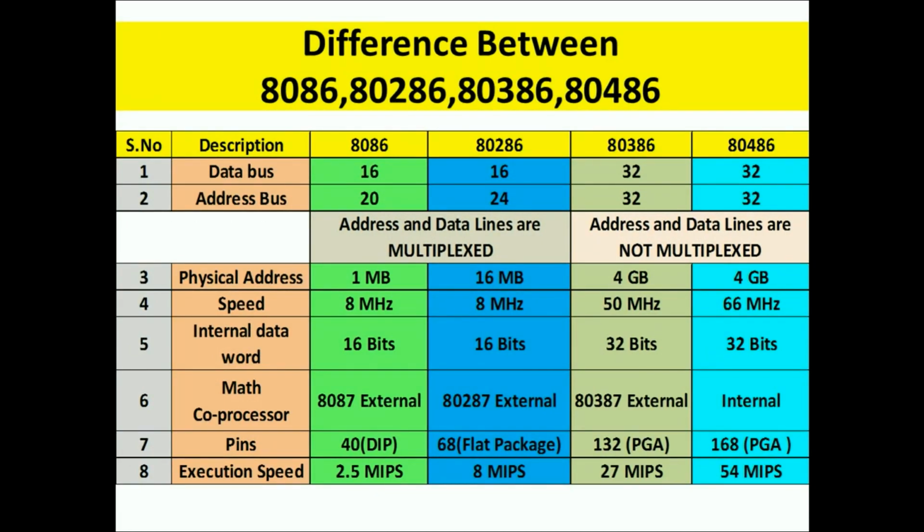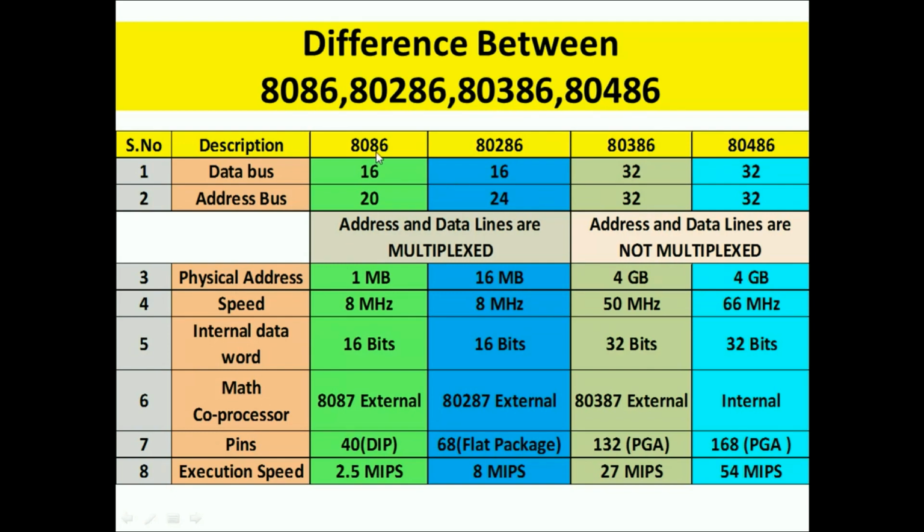Let us see the difference between these processors. The first one is the data bus. For the 8086 microprocessor, it is 16-bit, and for 286 it is also 16-bit, and for 386 and 486 microprocessors the data bus is 32-bit. And if you see the address bus, for 8086 it is a 20-bit address bus, for 286 it is 24, and for 386 and 486 the address bus size is 32 bits.